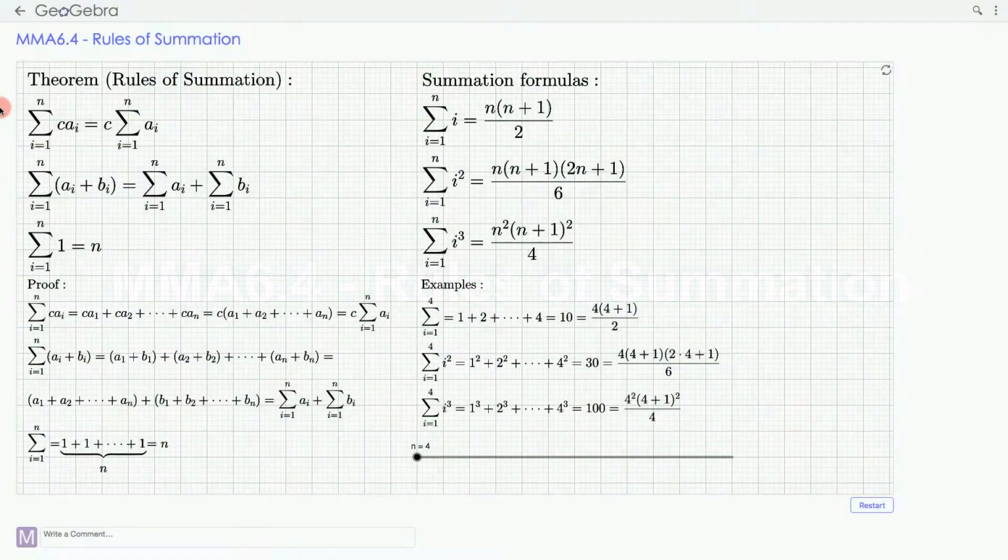So the next question is, now that we have this summation notation, how do we do actual calculations using this? There are some rules of summation. One is that if you have a sum from i equals 1 to n of c times a_i, where c is some constant, then it's the same as c times the sum from i equals 1 to n of a_i, right? So basically, if you have a factor, you can pull it out in front of the sum.